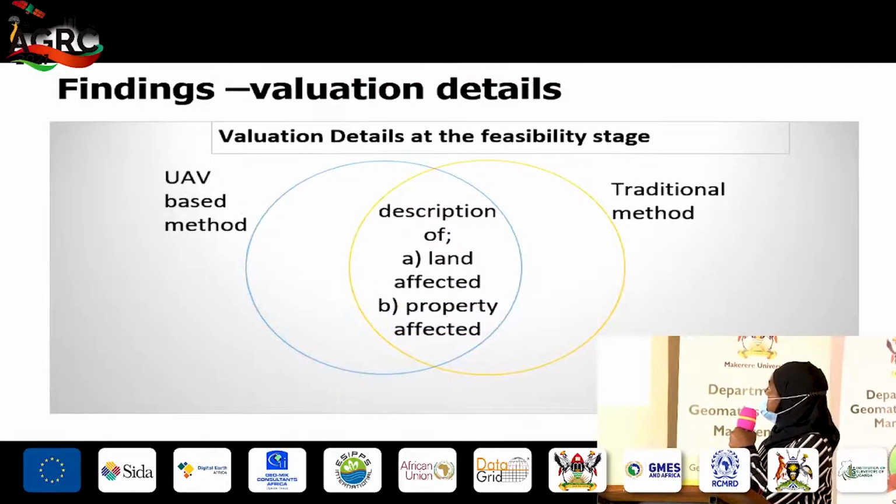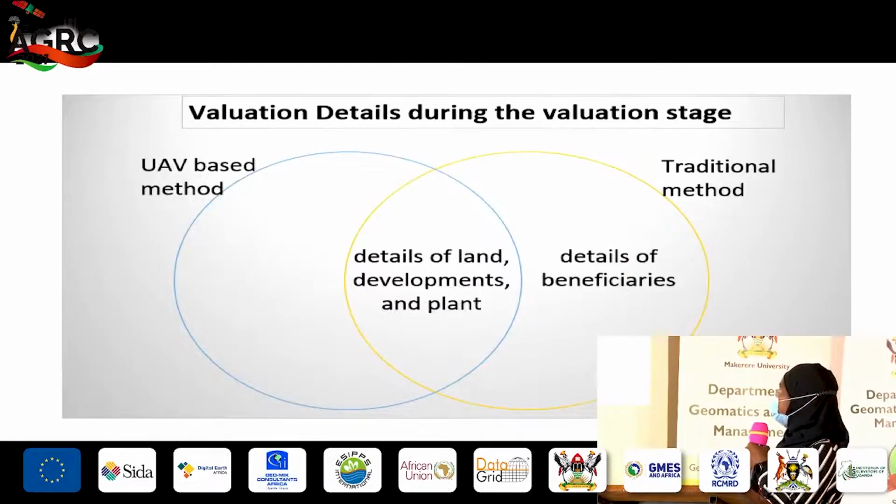Those are the findings. At the feasibility stage, the valuers are interested in the land affected and the property affected. This finding shows that we are able to get the details using both methods. That's why it's in the intersection. Here, we are able to get the details at the intersection, during the valuation stage. And these are the details of interest to the valuers.